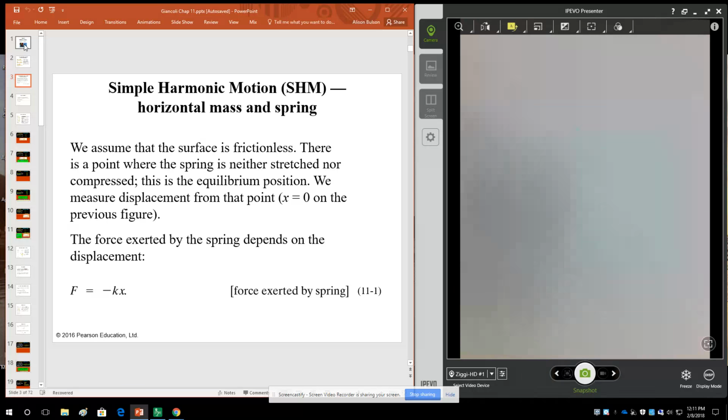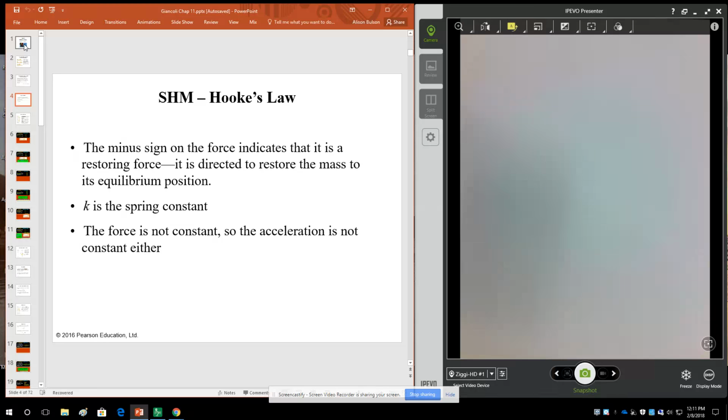So if you stretch the spring from equilibrium to the right in the positive x direction, the force is negative, to the left. If you compress the spring to the left in a negative x direction, the force is positive and to the right. I've actually just said all of this. So the minus sign on that force equation indicates that it's a restoring force. I'm not sure if we've used that word before. A restoring force indicates that it's restoring the mass to the equilibrium position.